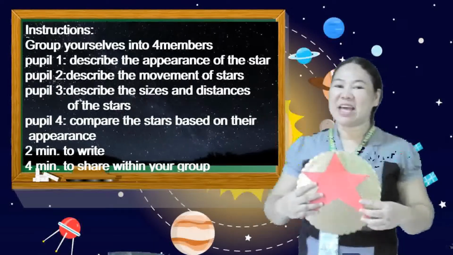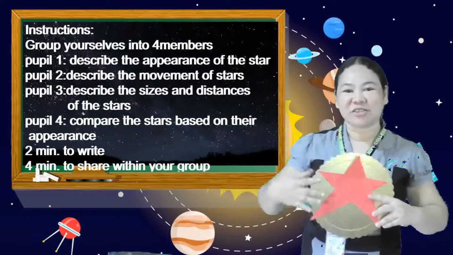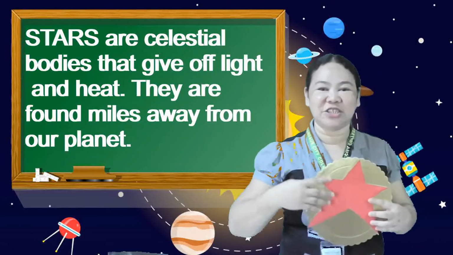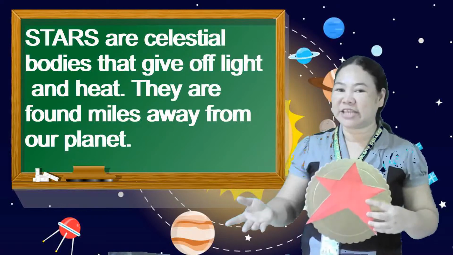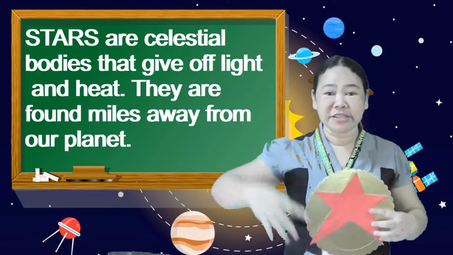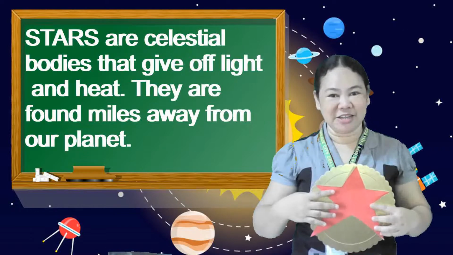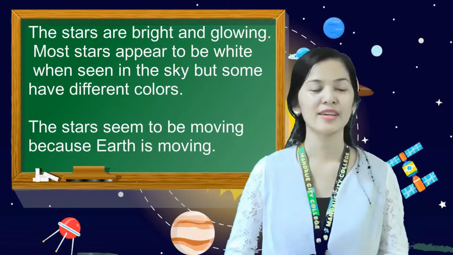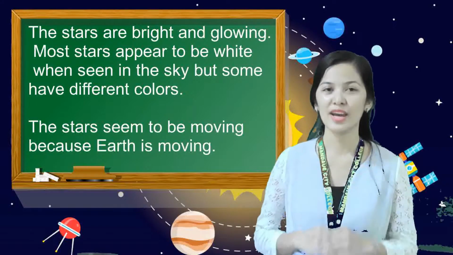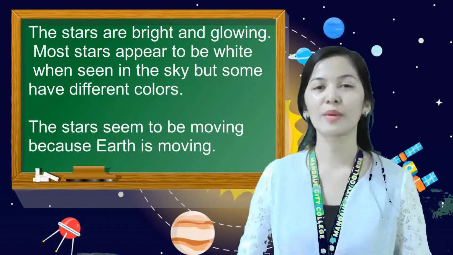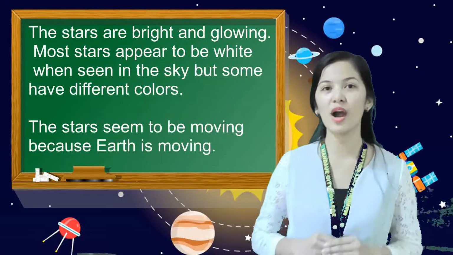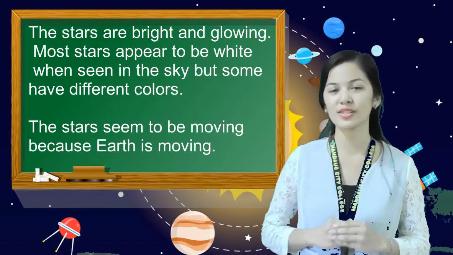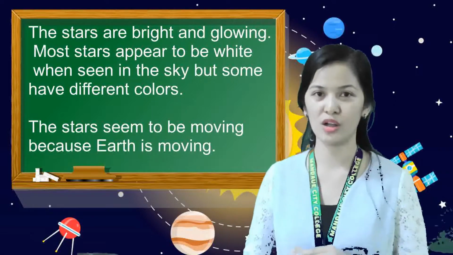Okay, so now class, what are the stars? Very good. Stars are celestial bodies that give off light and heat. They are found miles away from our planet. So how will you describe the appearance of the star? Yes, Jake. Yes, of course. Stars are bright and glowing. Most stars appear in the night with the color white, while other stars have different colors.